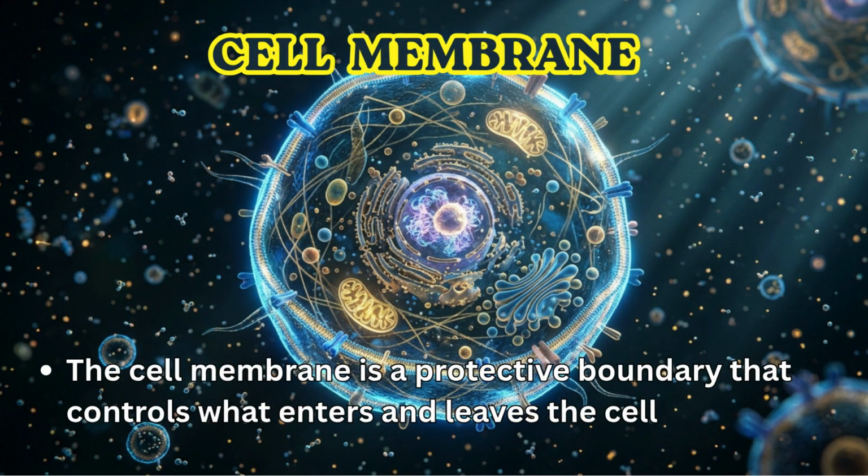The cell membrane, also called plasma membrane, is a thin, flexible covering that surrounds every living cell. It separates the cell's internal environment from the outside world. In plant cells, it is present inner to the cell wall. We can define the cell membrane as a protective boundary that controls what enters and leaves the cell.